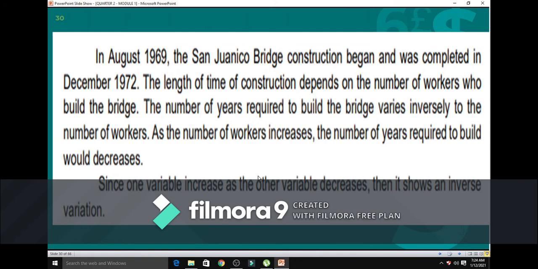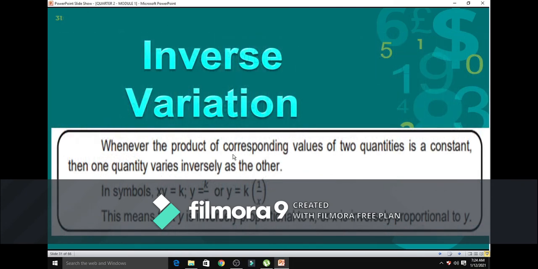So, sabi ko nga kanina, kapag nag-increase yung isang variable at nangyari dun sa pangalawa ay bumaba, it is an example now of an inverse variation. So, ano po ba yung inverse variation? Whenever the product of corresponding values of two quantities is a constant, then one quantity varies inversely as the other. This means that y is inversely proportional to x or x is inversely proportional to y.